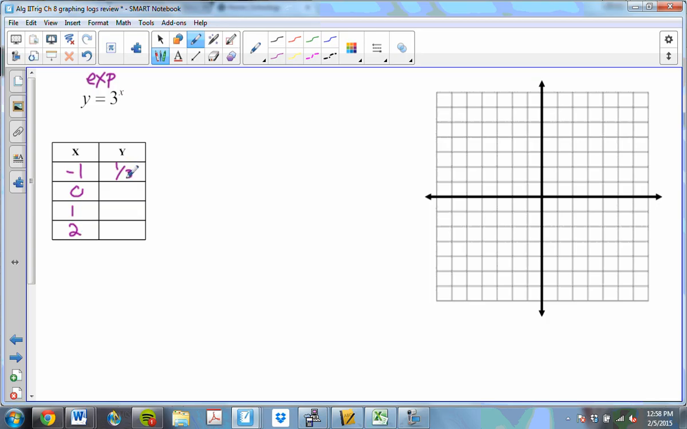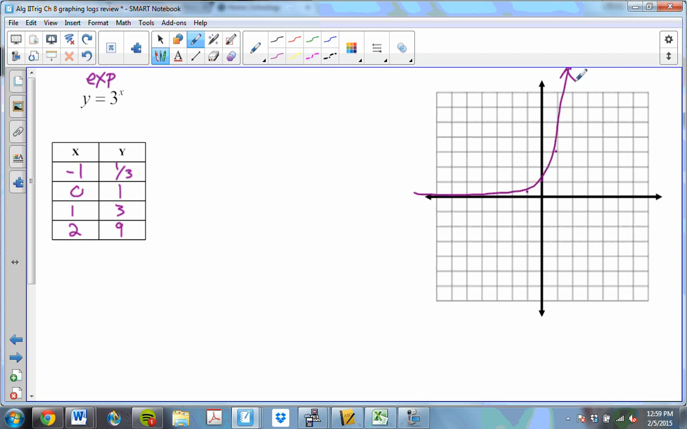3 to the negative 1 is a third. 3 to the 0 is 1. 3 to the first is 3. And 3 to the second is 9. So I have negative 1, a third; 0, 1; 1, 3; and 2, 9 will be way up here. And the graph goes like this. Didn't graph that super well. I want to try to make it a little better.